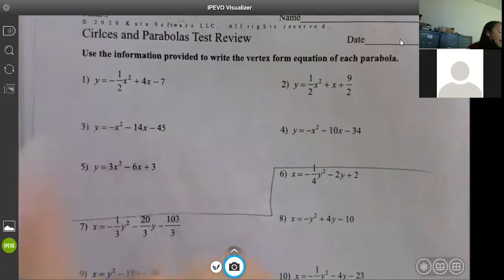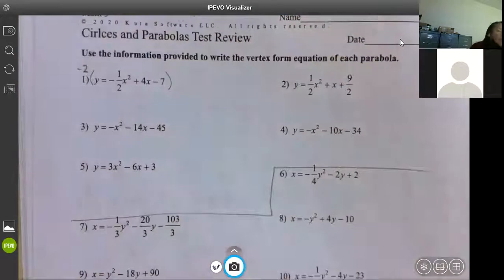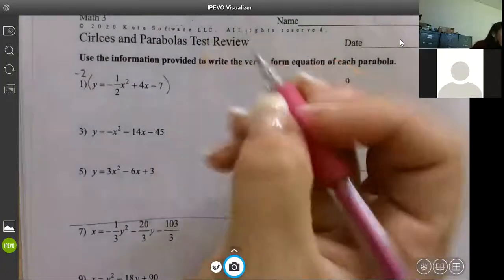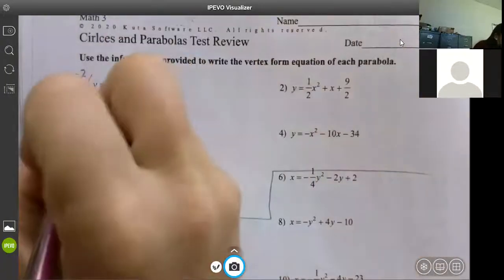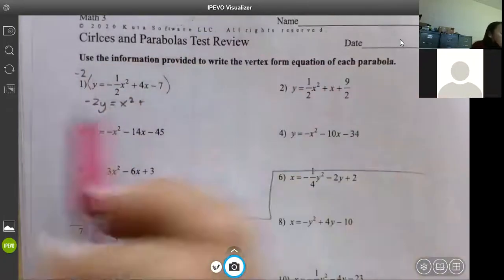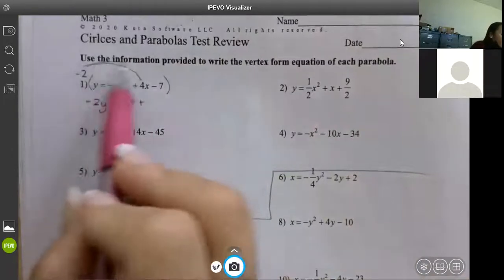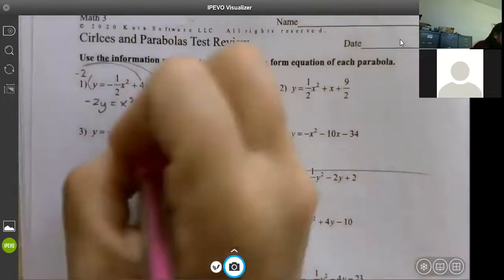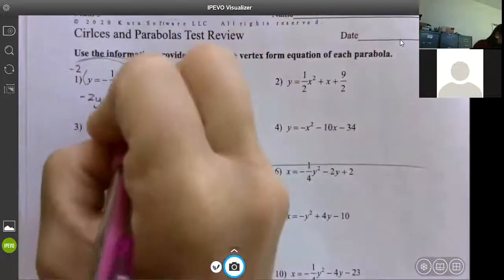All right, so if we look at number 1, we need to get rid of this 2 on the bottom and the negative. So we're going to multiply by -2. We get -2y equals x squared. This one doesn't have a fraction, so you need to make sure you distribute that -2. So it'll be a -8 and plus 14.